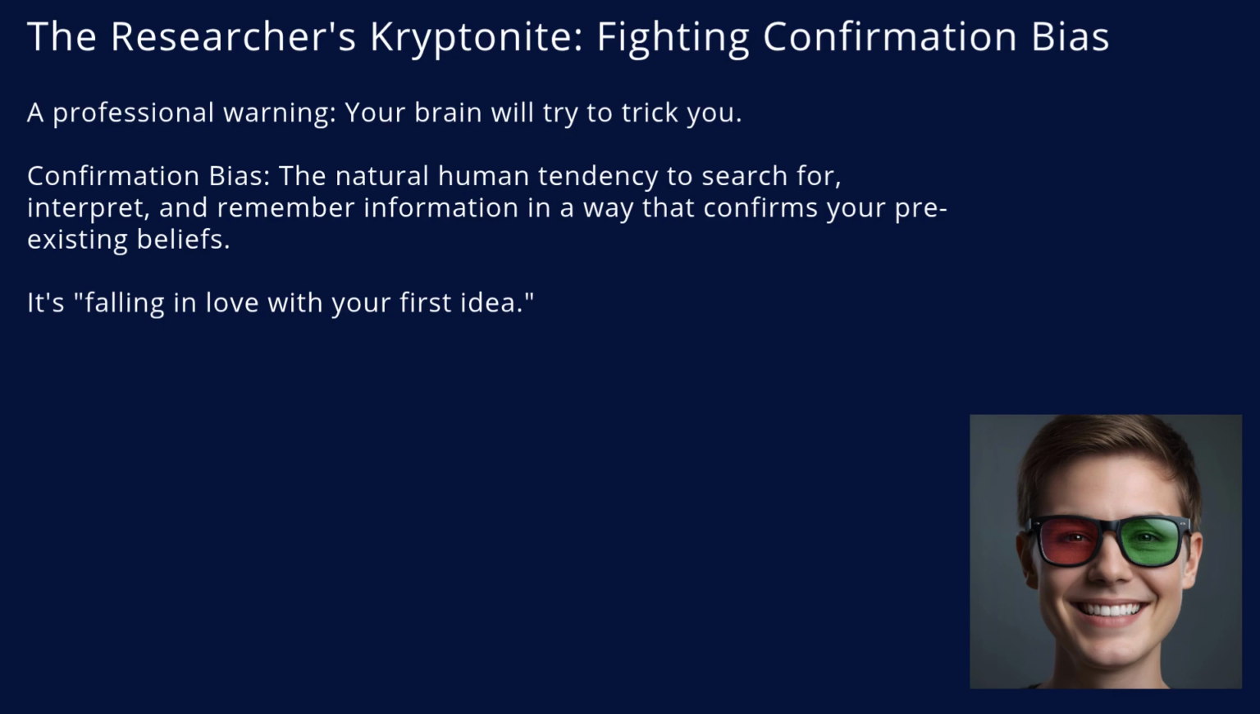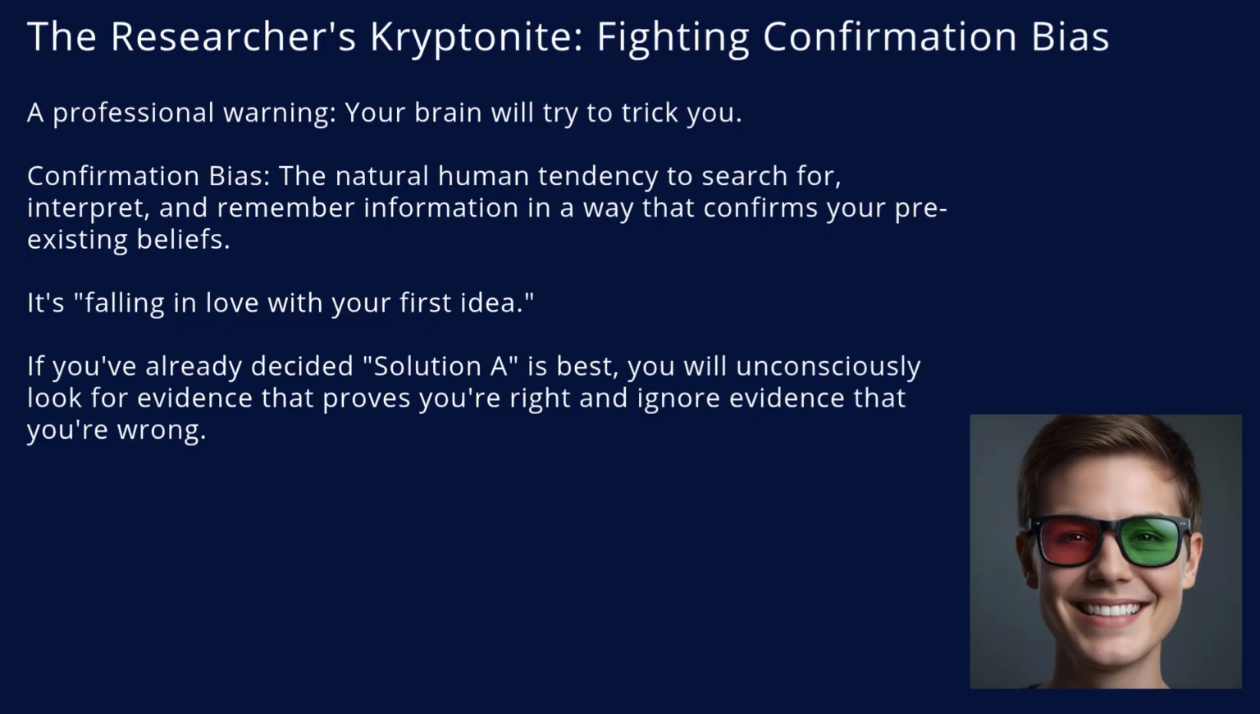If you have already decided, deep down, that solution A is the best one, your brain will unconsciously look for articles and evidence that prove you're right. You'll ignore the negative reviews. You'll downplay the strengths of the alternatives. This is a researcher's kryptonite. It turns your robust research into a box-ticking exercise. You're not evaluating, you're just looking for validation. And this is how failed projects get approved.